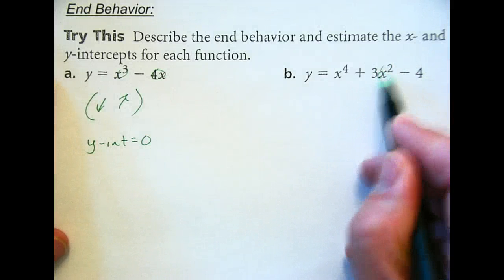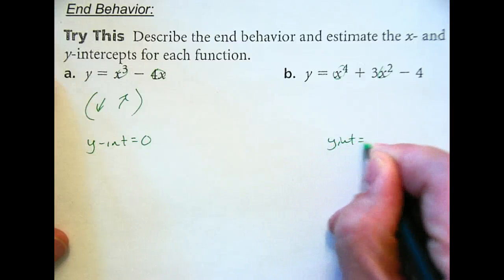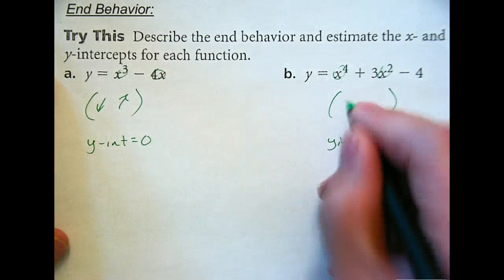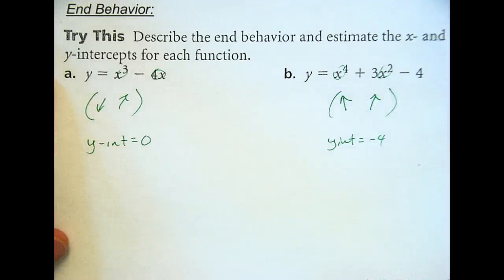Negative 4. It's when x is 0. Okay, so on this one, the y-intercept is negative 4. What's your end behavior on this one? Everyone agree it's up, up? Yeah, it's even. Okay, well, let's figure out x-intercepts.